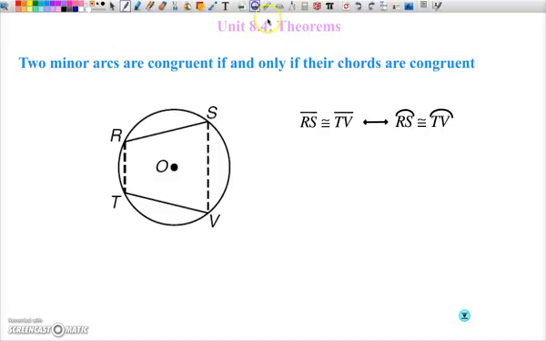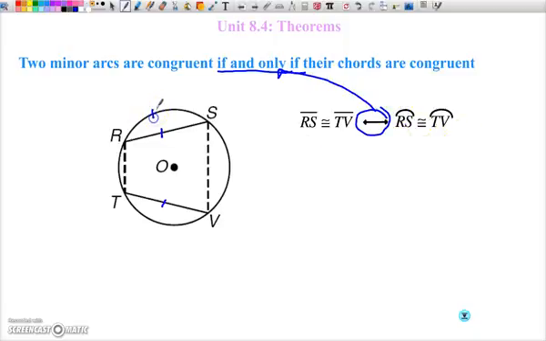Our first theorem that we're going to use and work with is 2 minor arcs are congruent if and only if, and remember that's the if and only if statement, their chords are congruent. If we look at this picture, and I tell you that RS is congruent to TV, and now you see how that's a segment mark over the top? This right here is how you indicate arcs.